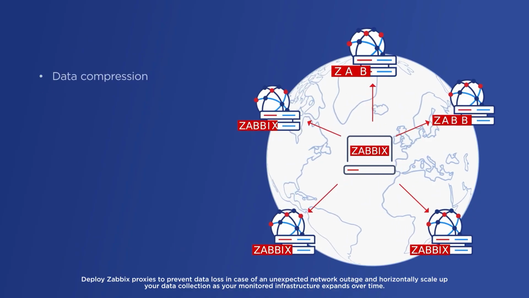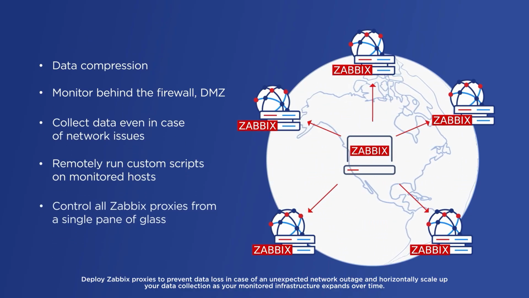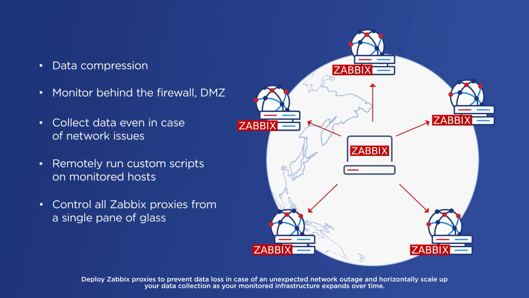Scale and distribute your monitoring across different regions all over the globe. Deploy Zabbix proxies to prevent data loss in case of an unexpected network outage, and horizontally scale up your data collection as your monitored infrastructure expands over time.